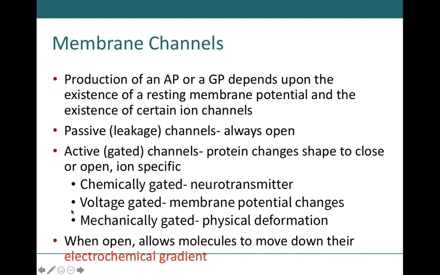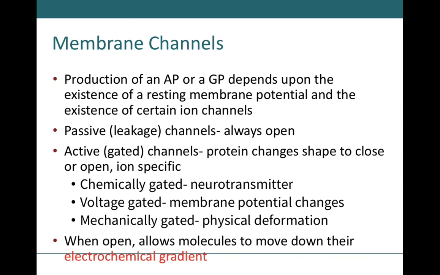We also do have mechanically gated channels. These are channels that are opened due to some type of mechanical stimuli, some type of physical stimulus that moves or opens those channels physically. But we're not going to see the mechanically gated channels playing a role in the action potential that we'll cover in this video. Most of the channels we're going to see are the chemically gated and the voltage-gated channels.